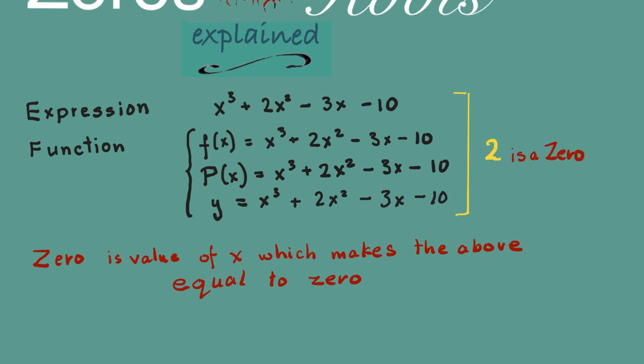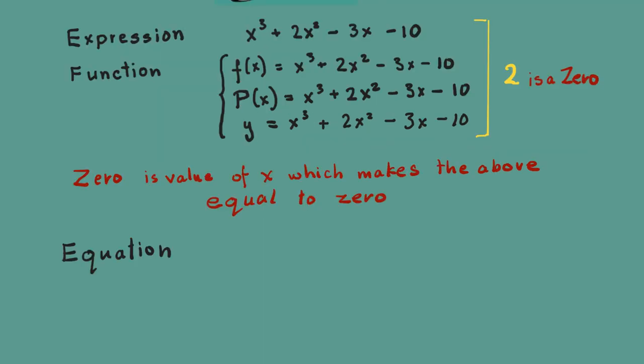You'll need to take my word for it. If I substitute 2 for x in each case, I will get 0. If you want to try, do it yourself. So let's get down to the next definition of roots. We need to then define what is an equation.